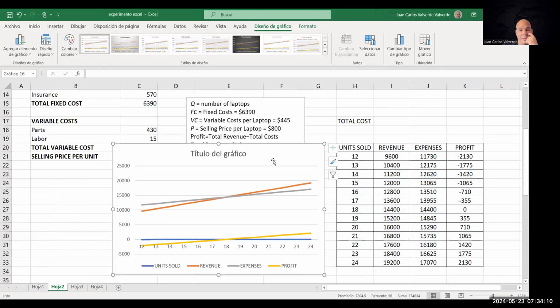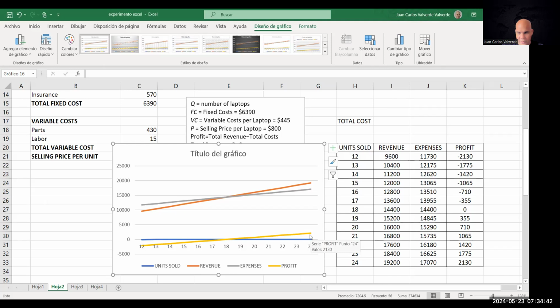Let's talk about this chart. Okay, it says here that the blue line represents units sold, from 12 to 24, as you can see. The yellow line represents profit. Well, what happens when I sell 18 laptops? There's no profit. As you can see, the profit is 0. Okay, but when I say 24 laptops, what's the profit? When I say 24 laptops, the profit is 2,130.